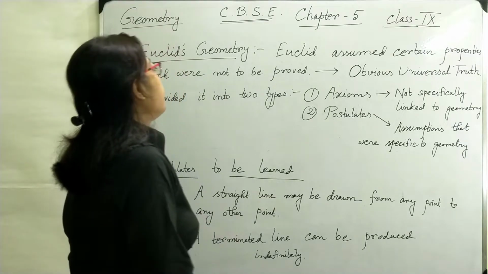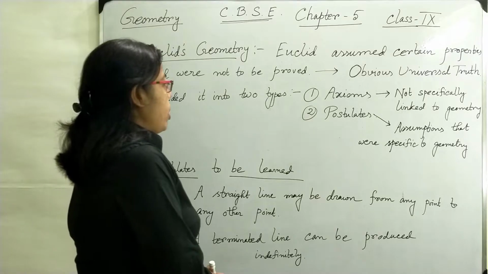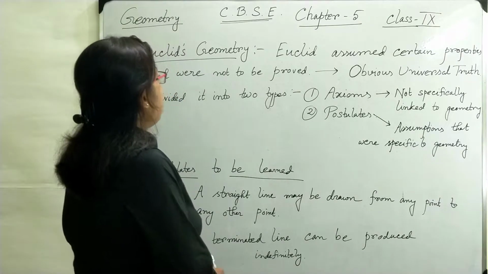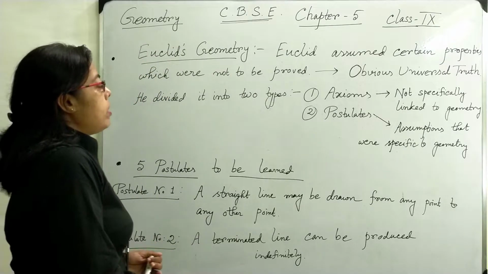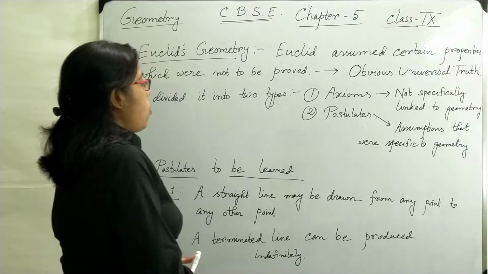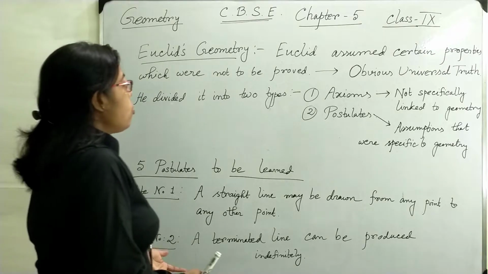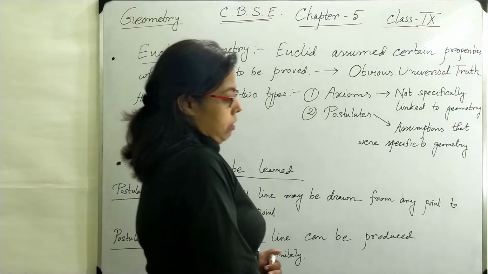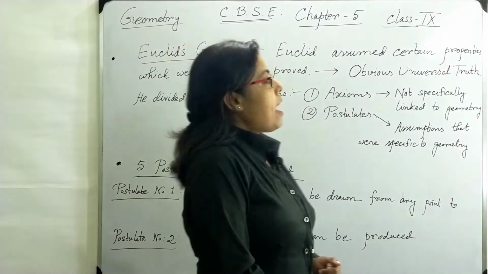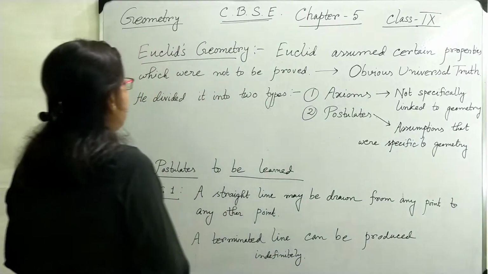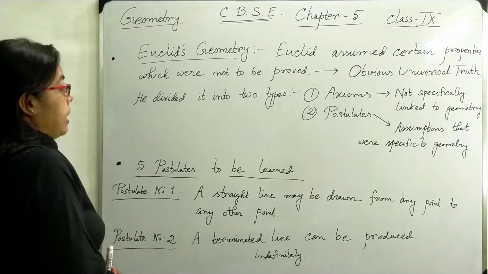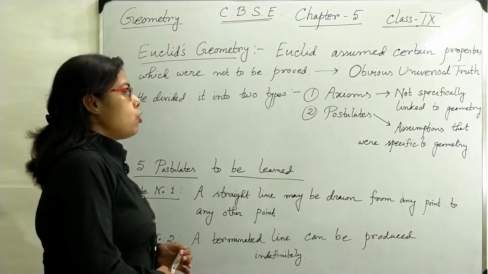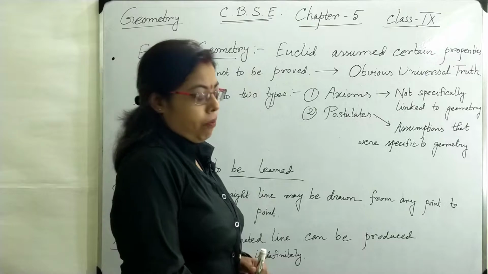Okay, so what about Euclid's geometry? You know, this is the first chapter of class 9 CBSE board, and in this chapter we will learn about Euclid's geometry. Now, what is Euclid? Who is Euclid? Euclid is one of the Greek mathematicians, and all his geometrical thinking we will read in this manner, and this is known as Euclid's geometry.